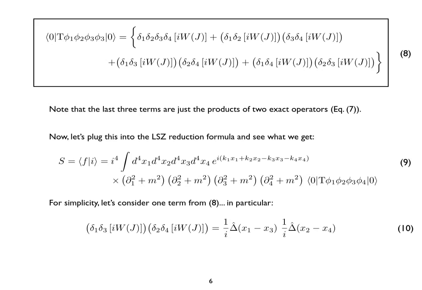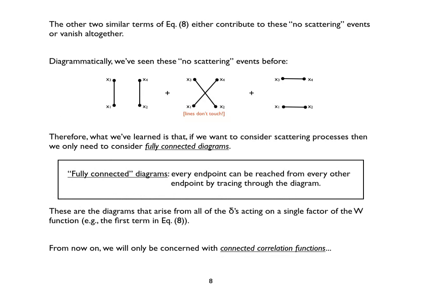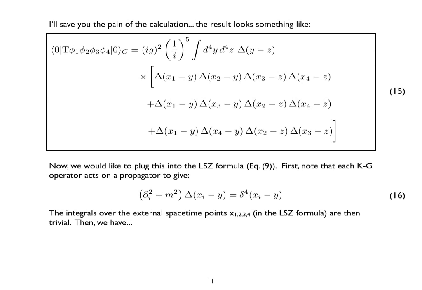All right, it's going to be a mess, right? We've got 4 of these Klein-Gordon operators operating on our correlation function. Then we've got this exponential that's got 4 arguments. And then we have 4 integrals. So it's going to be a mess, it looks like.